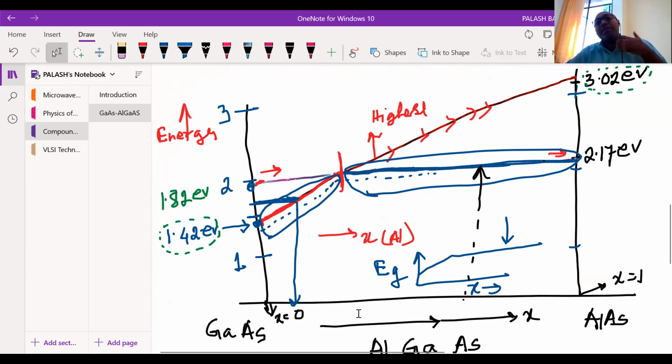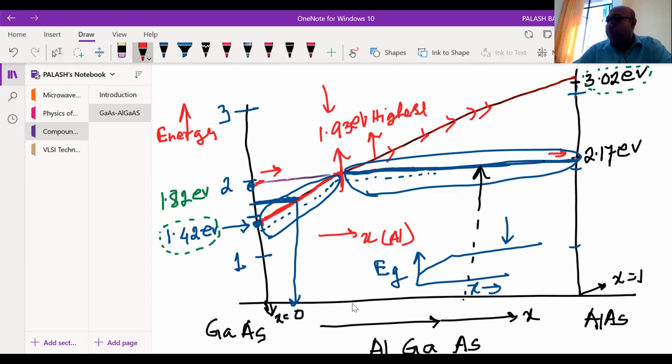So next time when somebody asks you to design a light emitting diode at a particular wavelength, what would be your choice? For up to today's discussion, you can easily understand this. For example, this junction point is 1.93 electron volt. What is the corresponding lambda? Can you tell me? Around 640, so lambda is around 640. What light does this wavelength correspond to?